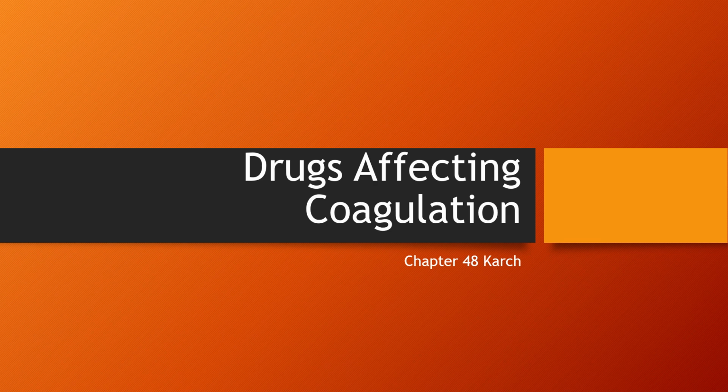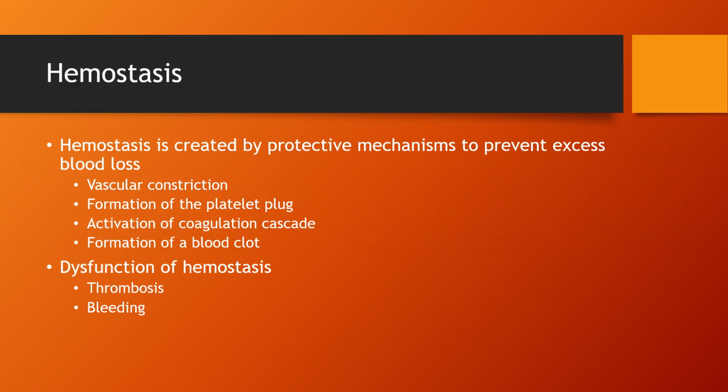Today we are going to cover Chapter 48, Drugs Affecting Coagulation. And this chapter is in your Tucker and Karch pharmacology book. To understand the drugs that we are going to talk about, you need to understand the process of hemostasis.